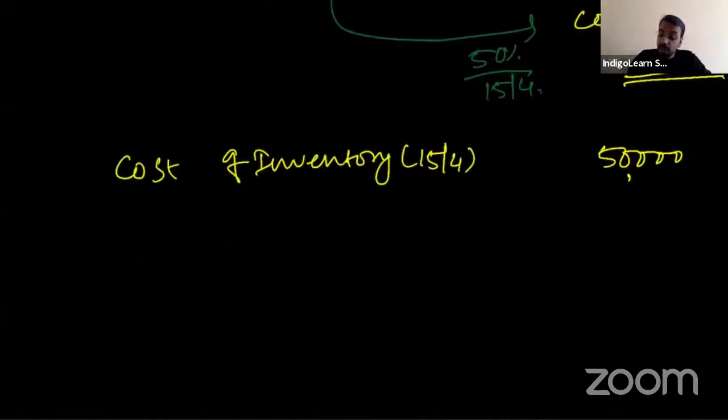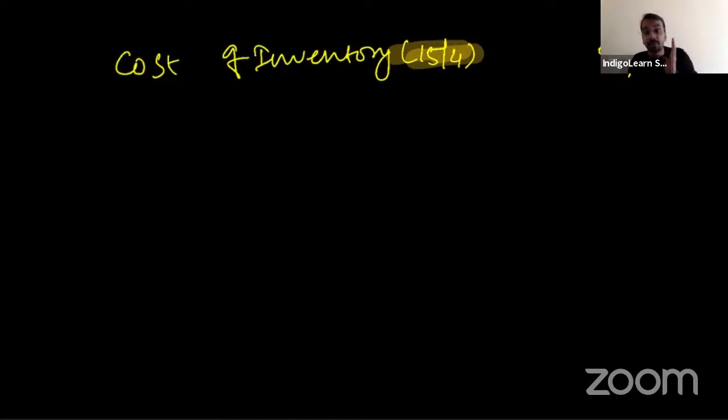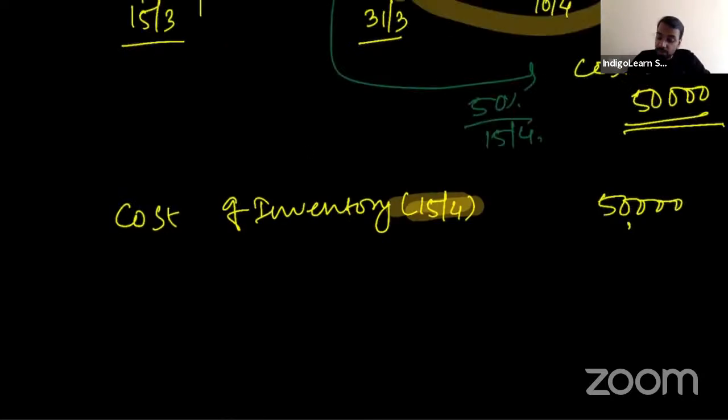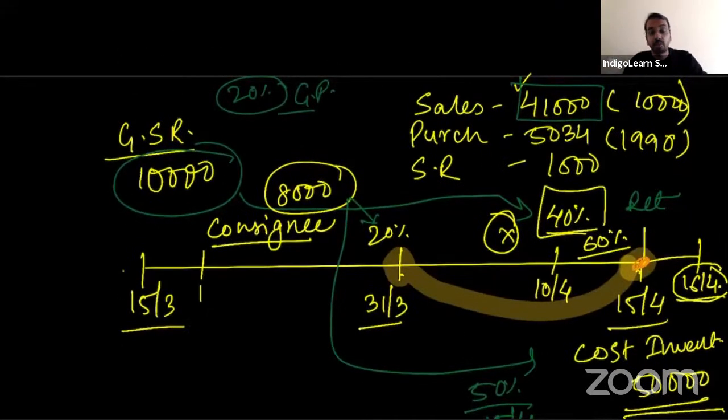Now, if on 15th April the inventory is 50,000, what I need to do is go back and check how much of sales I have made. For that sales, I have to add it, because when I made the sales, the inventory would have come down. Now, when I'm working back, I have to add it.